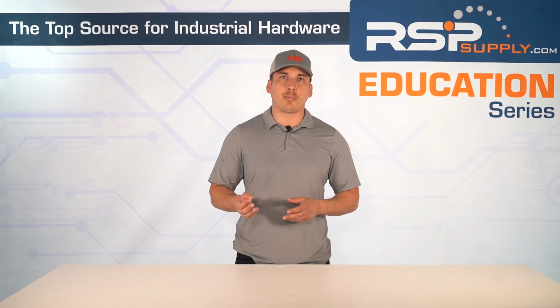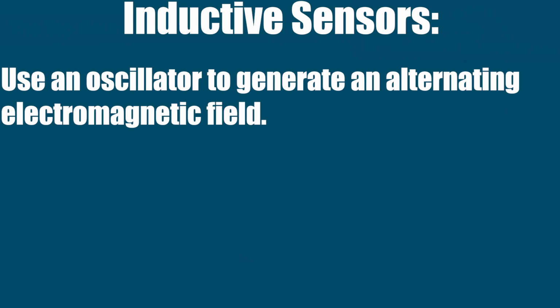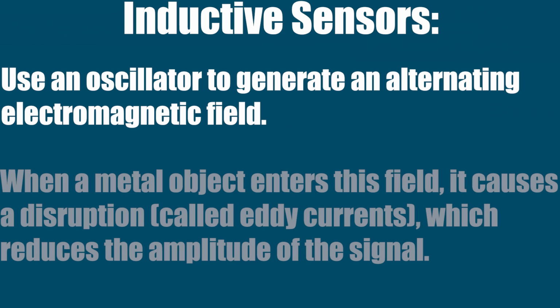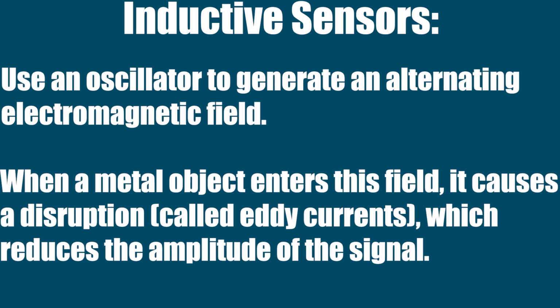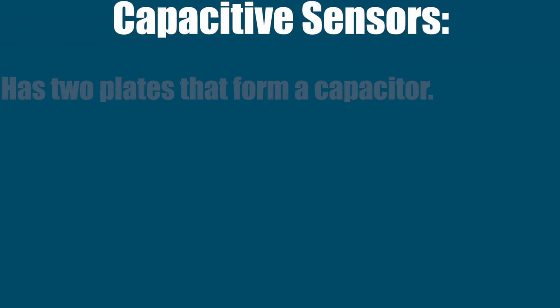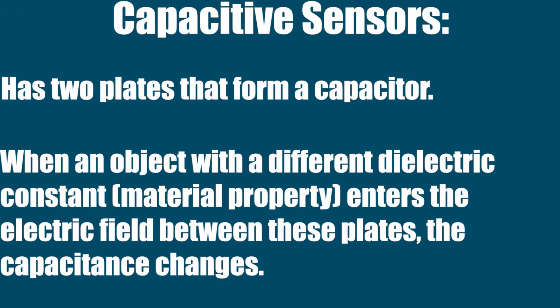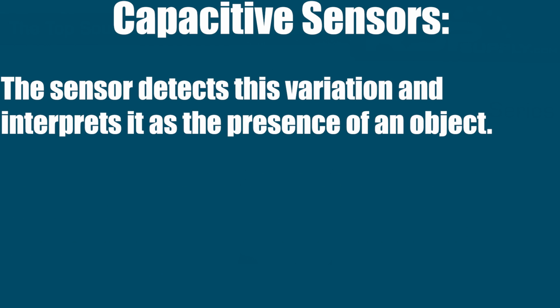Each proximity sensor operates on a different physical principle. Inductive sensors use an oscillator to generate an alternating electromagnetic field. When a metal object enters this field, it causes a disruption called an eddy current, which then reduces the amplitude of the signal. The sensor detects this change and registers the presence of the object. With a capacitive sensor, it has two plates that form a capacitor. When an object with a different dielectric constant or its material property enters the electric field between these two plates, the capacitance changes. The sensor detects this variation and it interprets it and translates it as the presence of an object.